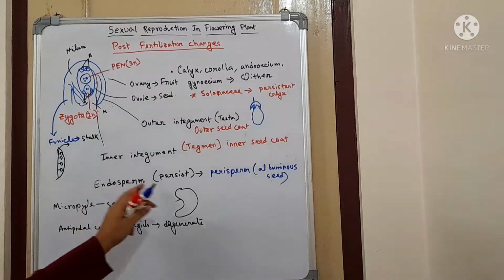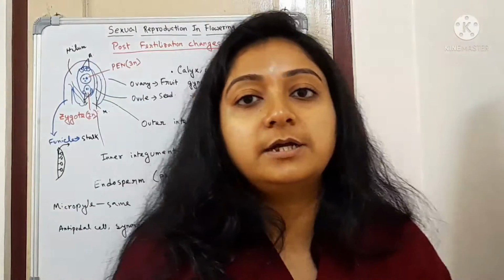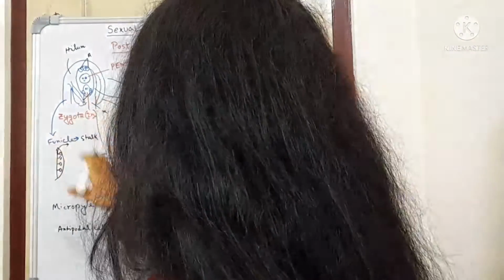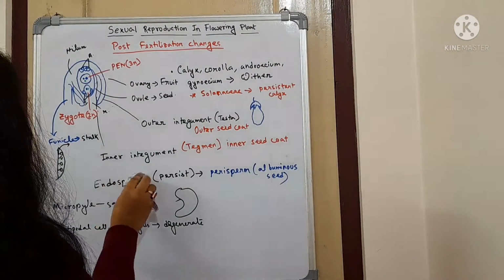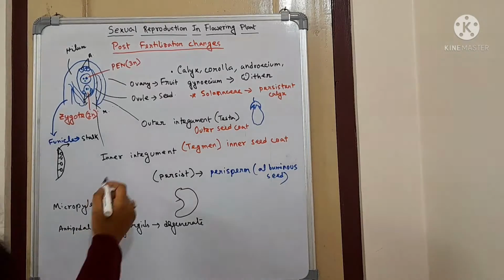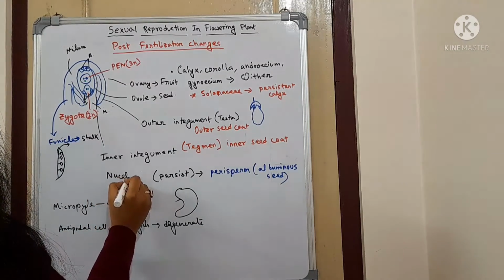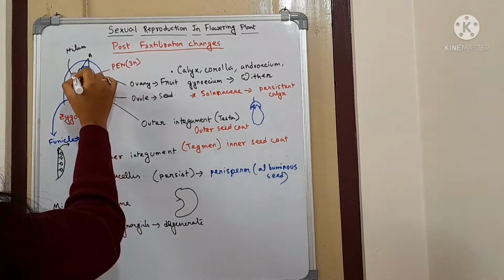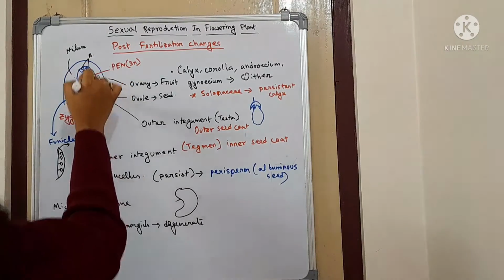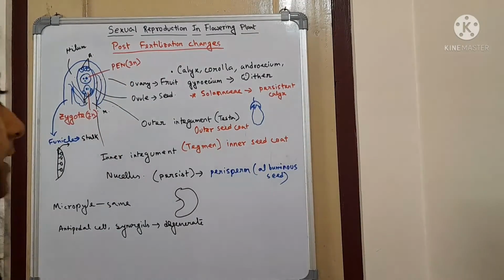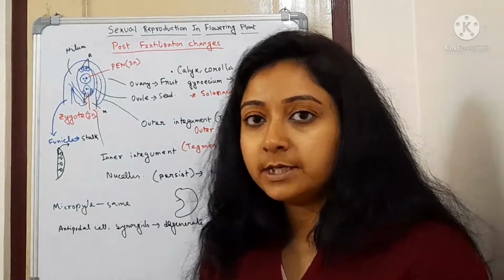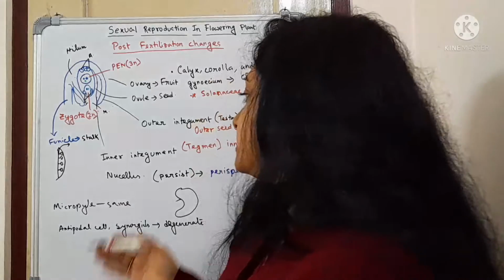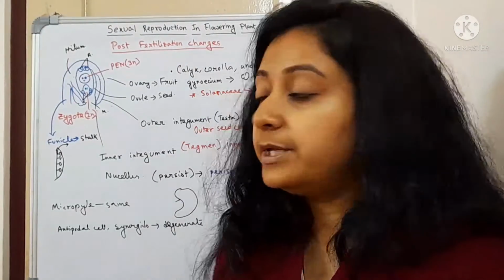Actually, it is not the endosperm. I was talking about the nucellus. I'm extremely sorry. It will be nucellus. The nucellus was present outside the embryo sac. If the nucellus is present, then that seed is considered an albuminous seed, and if the nucellus is absent, then they can be considered ex-albuminous or non-albuminous seeds.